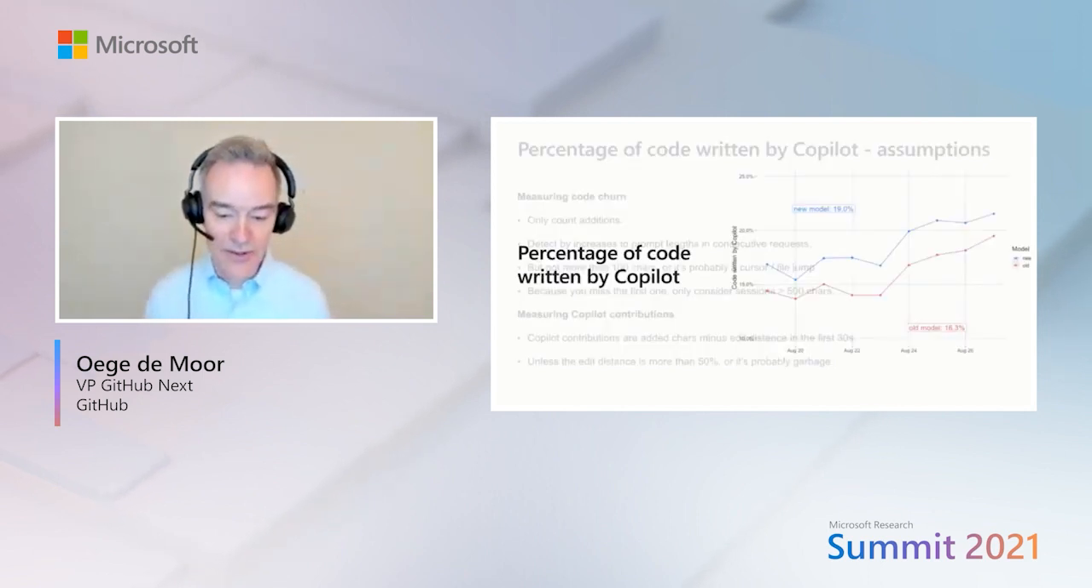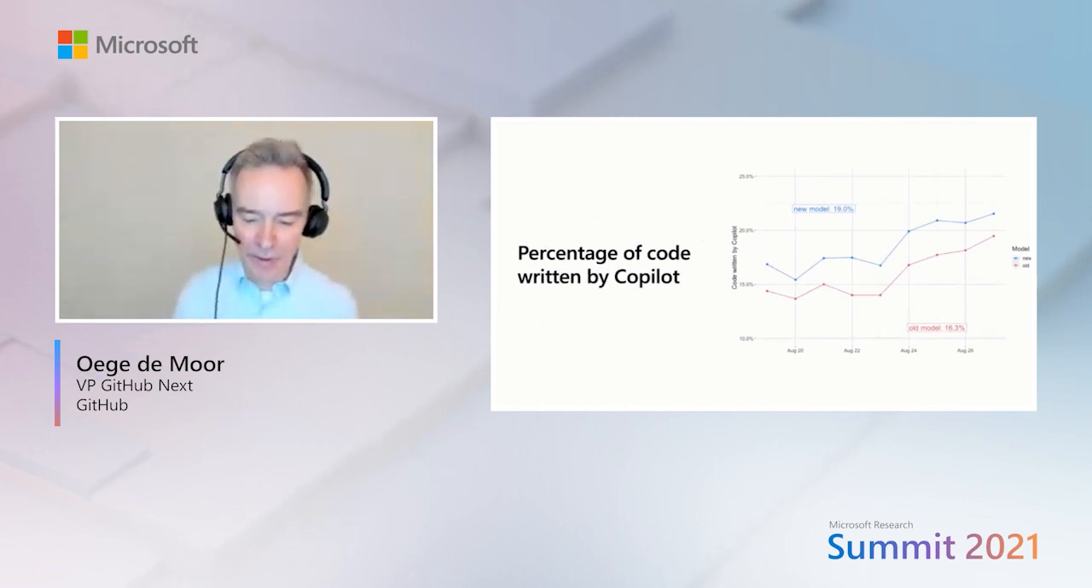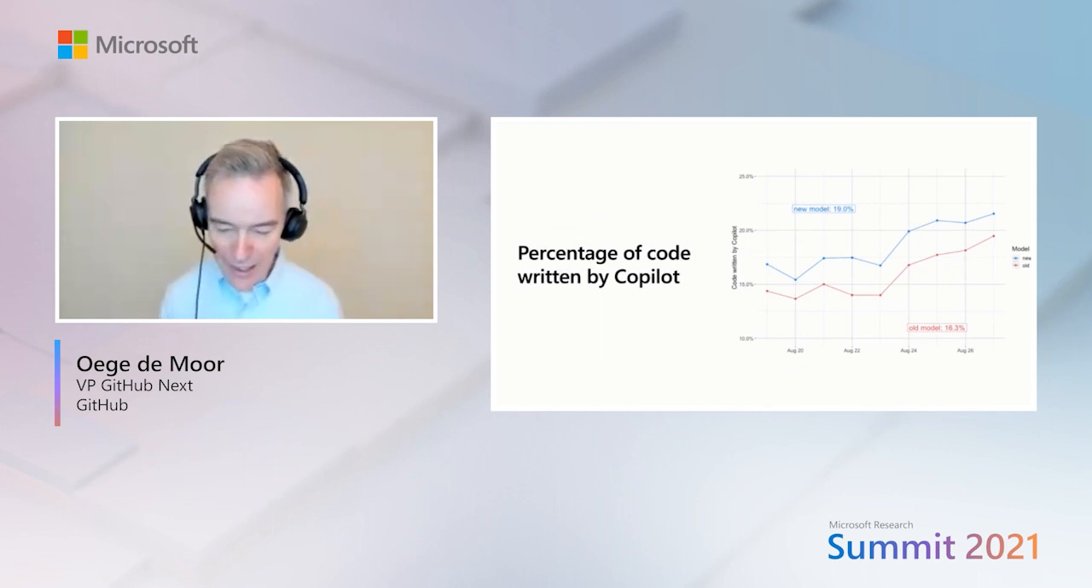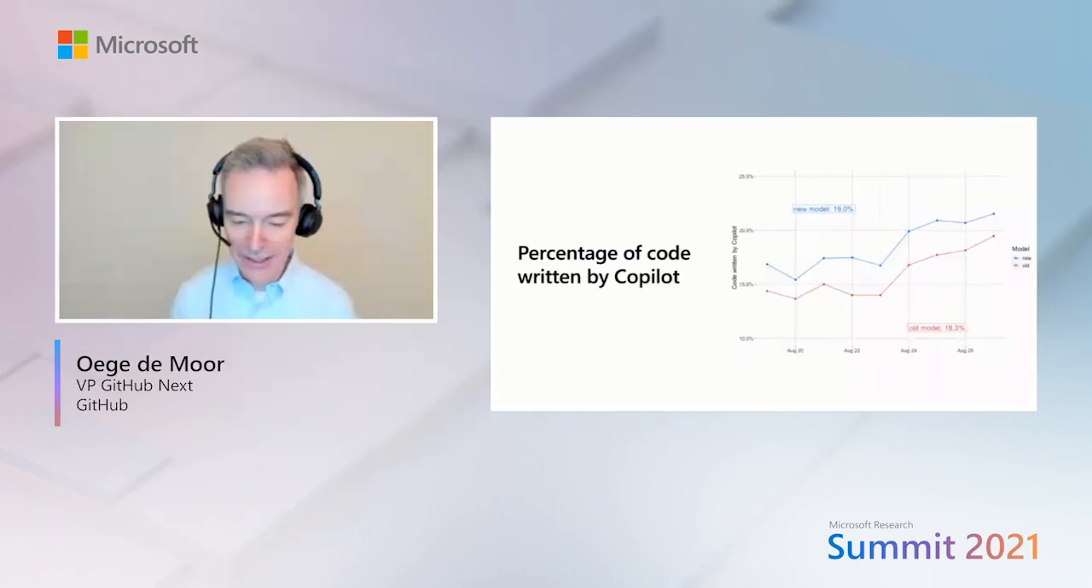So here are the results. Even the old model is actually quite a high number for Python, for all languages. 16.3% of the code is written by the artificial intelligence. And for the new model, it's even more, 19%. So this is very encouraging.